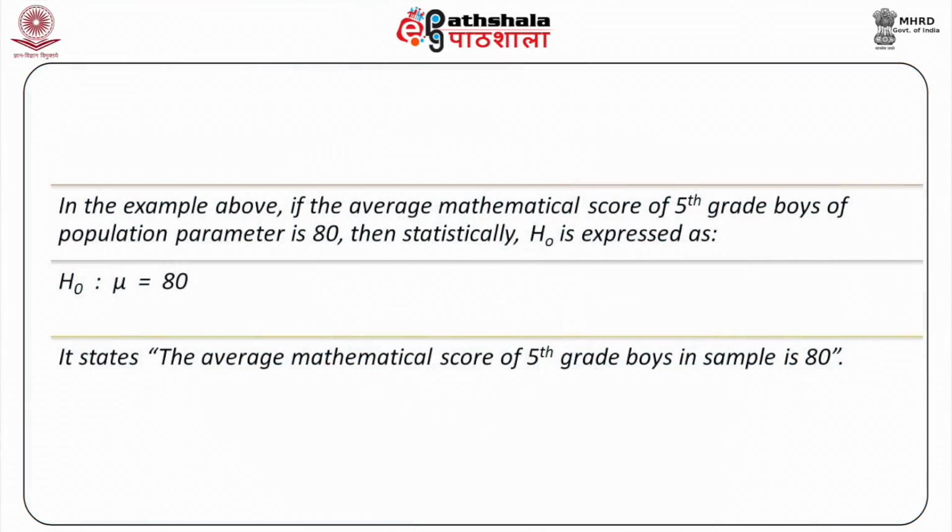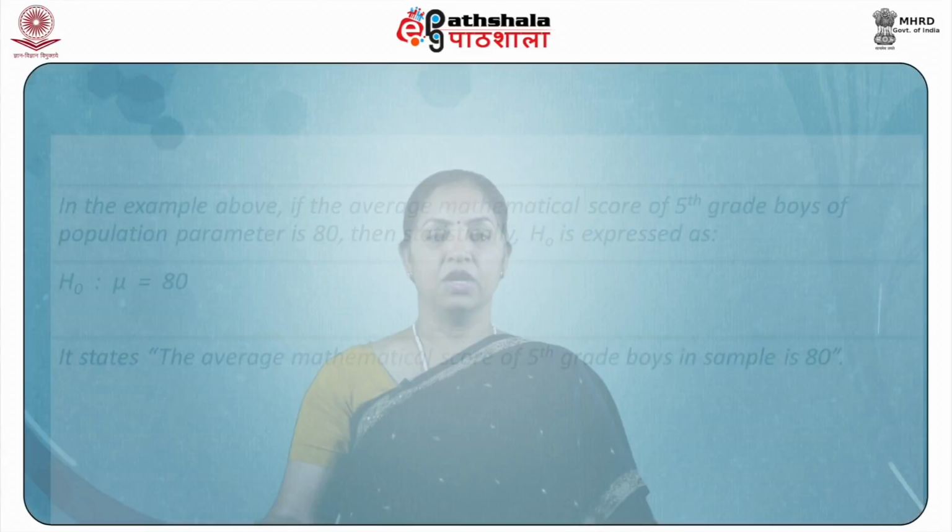In the example above, if the average mathematical score of the 5th grade boys population parameter is 80, then statistically the null hypothesis or H0 is expressed as H0: mu equals 80. It states that the average mathematical score of 5th grade boys in the sample is 80.